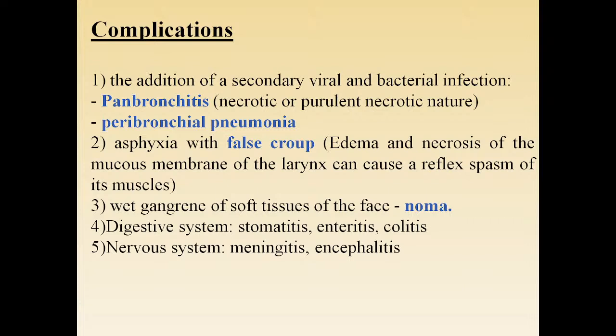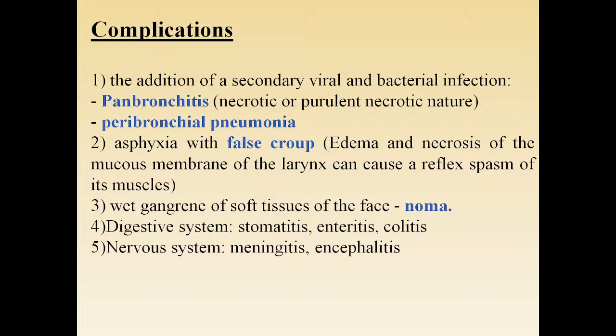Complications include the addition of a secondary viral or bacterial infection, for example panbronchitis of a necrotic or purulent-necrotic nature, and peribronchial pneumonia. Next complication: Fell's group.